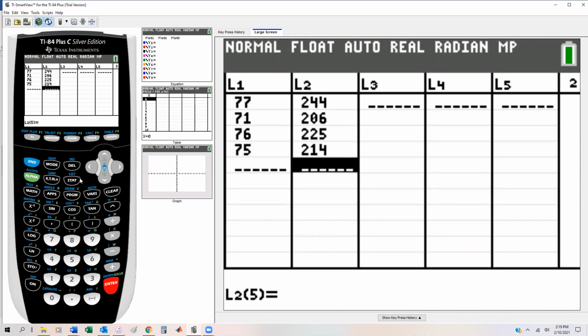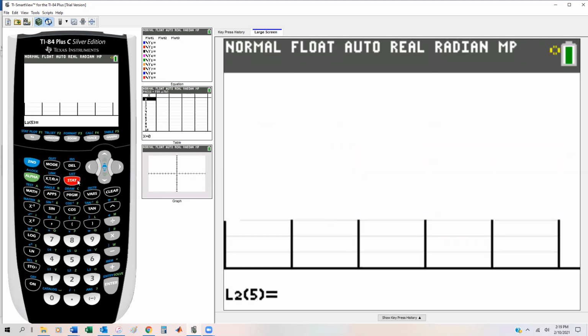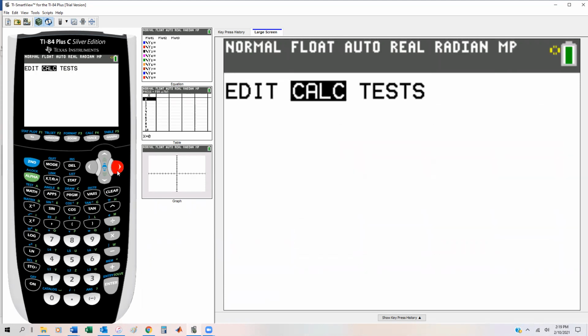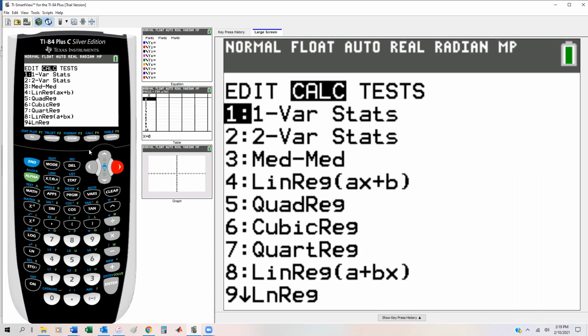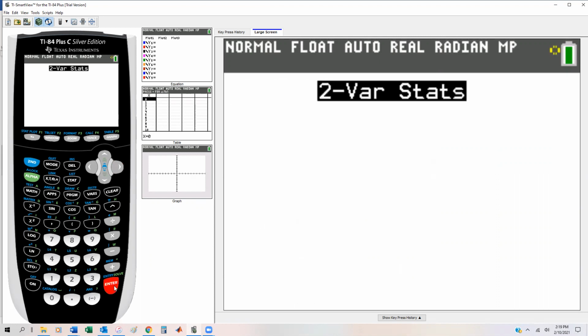And remember, to get Sx, Sy, x bar, and y bar, you're going to hit stat, go over to calc, and go down to 2-Var Stats, and hit enter a few times.